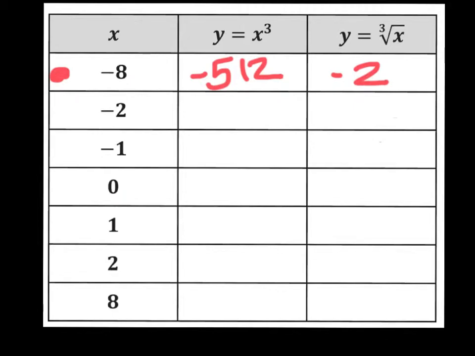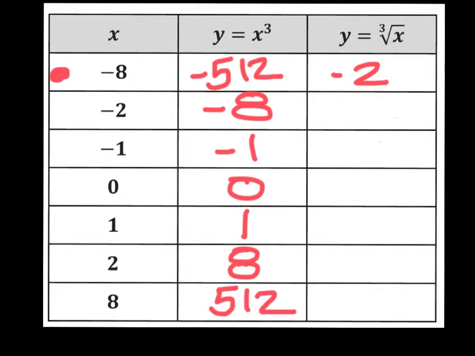-2. If you still don't know how to find the cube root on your calculator, you put your number in parentheses, then after that hit the caret button. And then inside of a set of parentheses you put 1 over whatever that root is. In this case it's 3. Alright, if we're going to cube -2, we multiply -2 times -2 times -2, you should get -8. And if you cube -1, you'll get -1. If you cube 0, you get 0. 1 cubed is 1, 2 cubed is 8, and 8 cubed is 512.